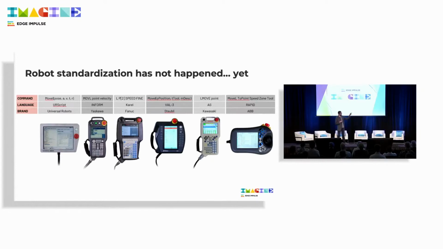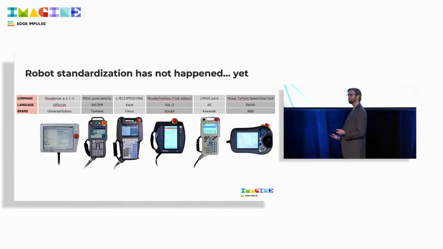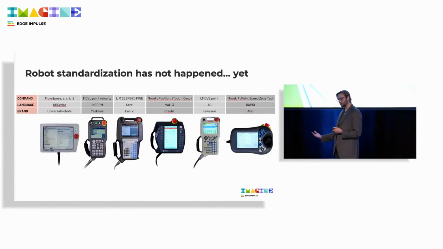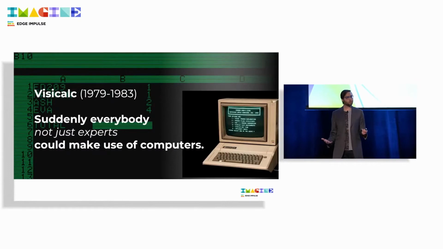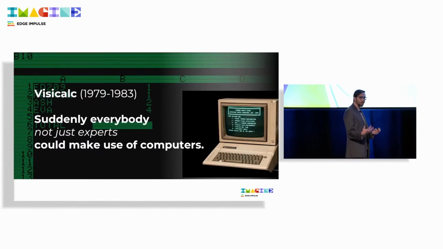That makes the teach pendant that you see on the left there. And that was actually a great leap forward in robotics, and it demonstrated to the industry the importance of usability. So usability and standardization. Usability being something that the computer industry really realized helped drive massive growth and adoption.